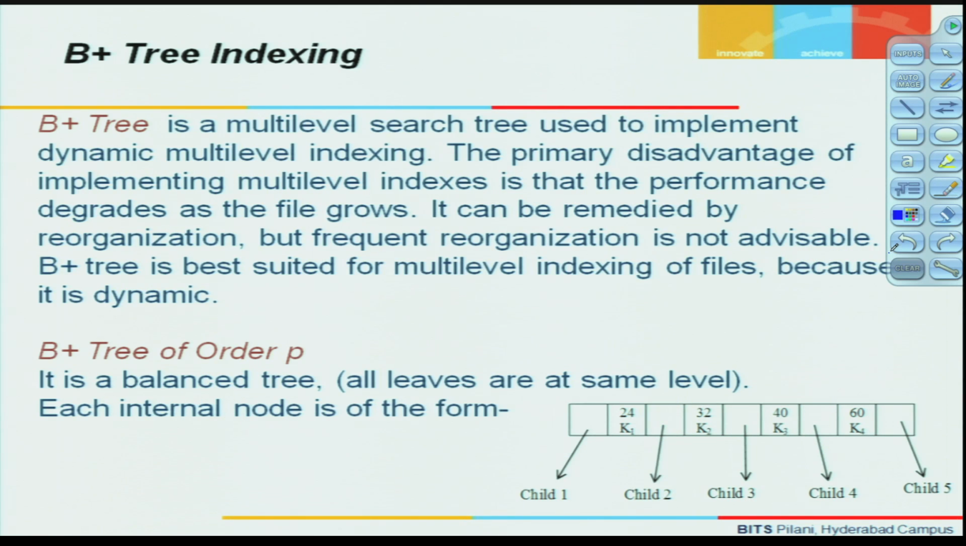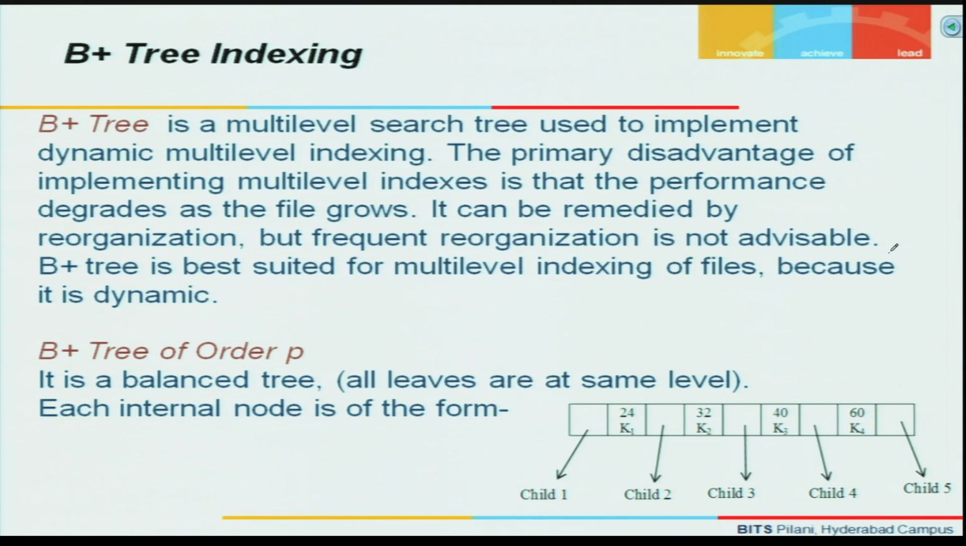B plus tree is a multi-level search tree used to implement dynamic multi-level indexing. We have seen in the previous discussion what a multi-level index is, which looks like a tree. The structure looks like a tree. Now, what kind of tree data structures can be used to implement that multi-level indexing? B plus tree is the most efficient and effective way of implementing multi-level indexing.